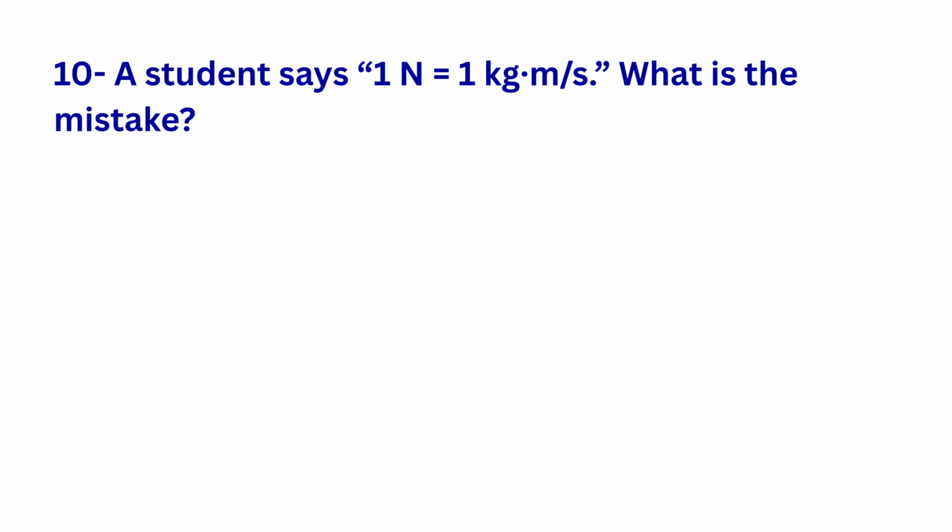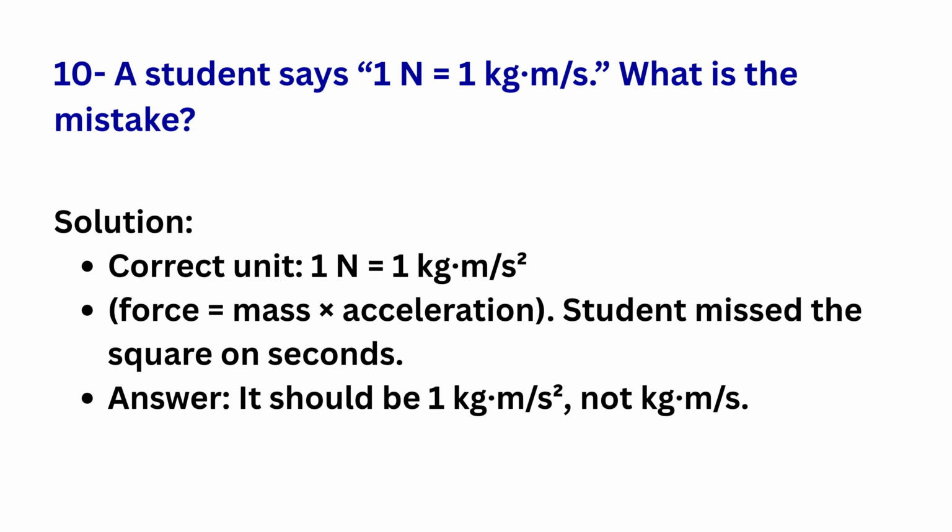Question 10. A student says that 1 Newton equals 1 kilogram meter per second. There's a small mistake here. They missed 1 power of time. The correct unit is kilogram meter per second squared.